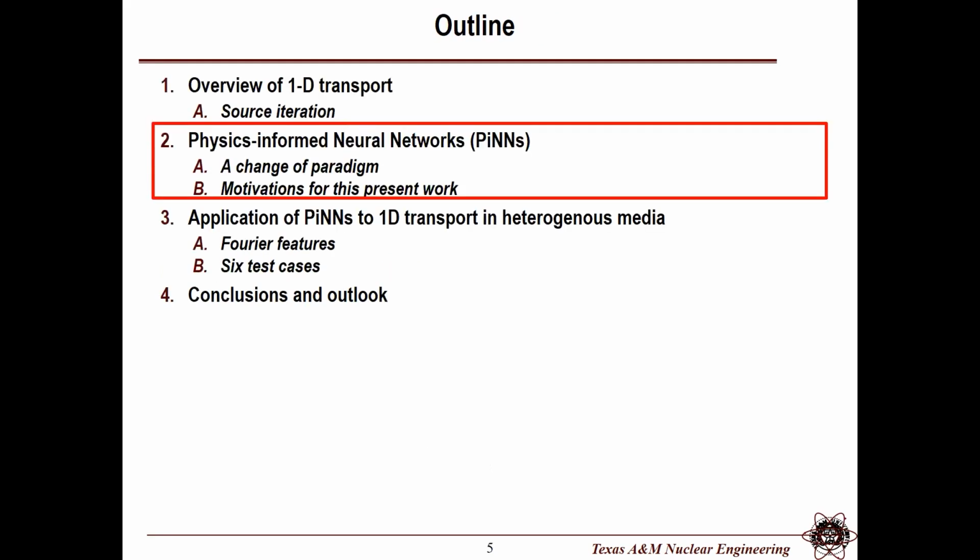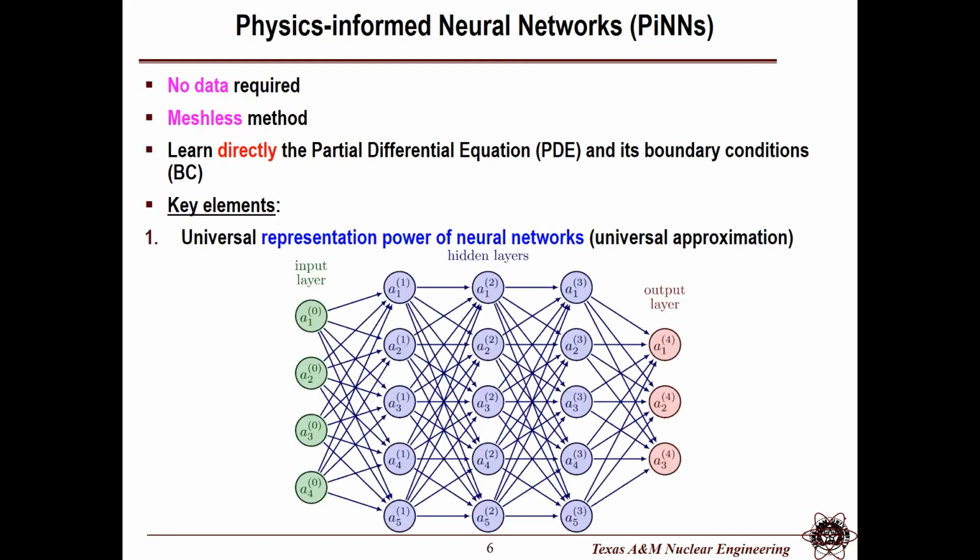So now we can look at the PINNs themselves. So, some qualities of PINNs: there's no data required for a PINNs method. It's also a meshless method. And instead of learning based off of some data, it'll learn directly the PDE and its boundary conditions. And one of the key elements of neural networks that we're utilizing for our PINNs is the universal representation power of neural networks, where they can function as universal approximators for any continuous function.